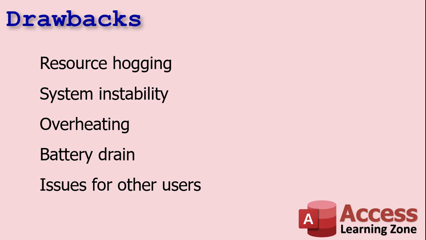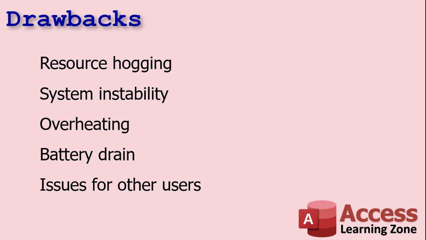I've got to put overheating and battery drain on here just as warnings. It shouldn't be a problem with most newer computers, but if you're taxing that CPU with your Access application, it could happen, especially if you're overclocking your CPU, which I never think is a good idea. Battery drain, obviously, if Access has priority, it's going to drain your laptop battery faster. And issues for other users.